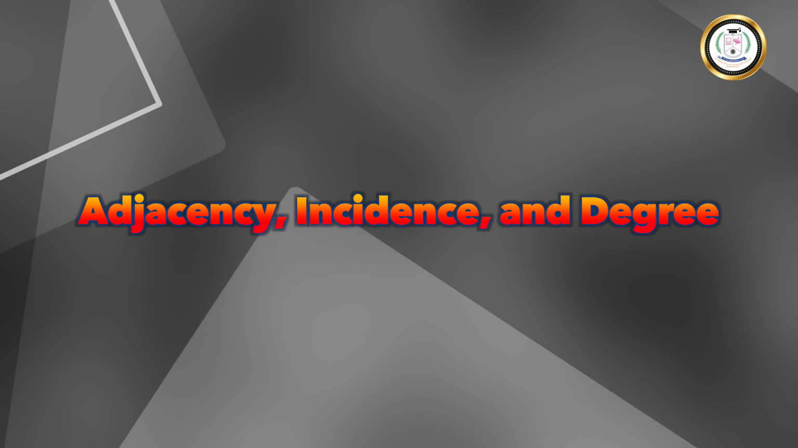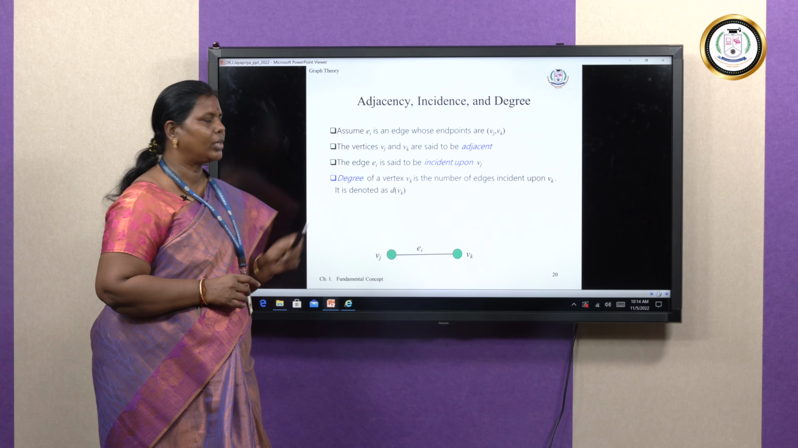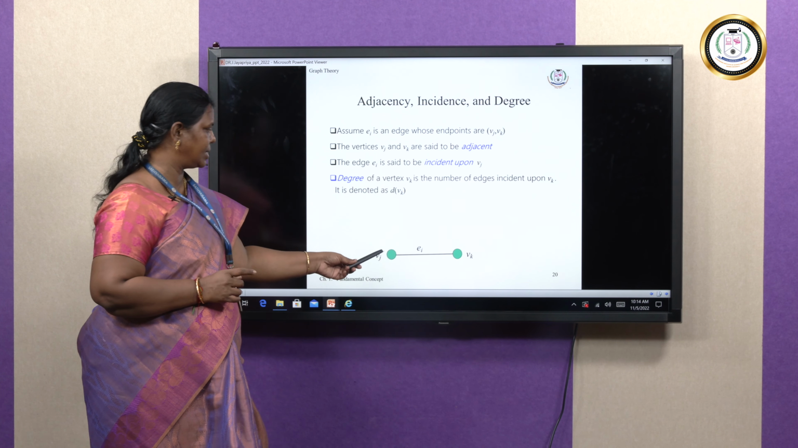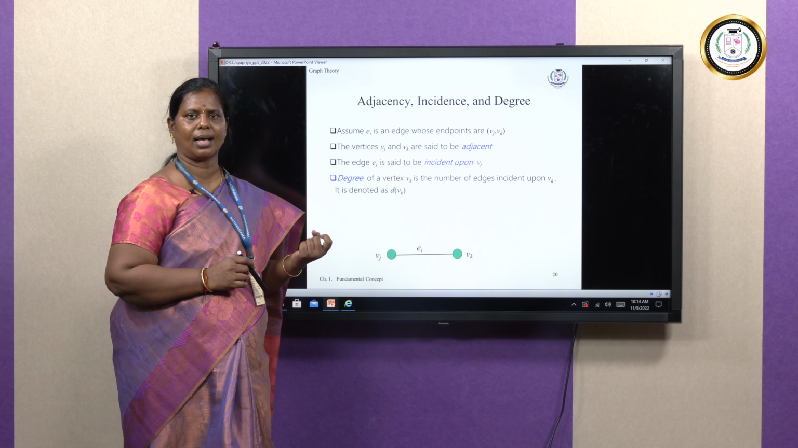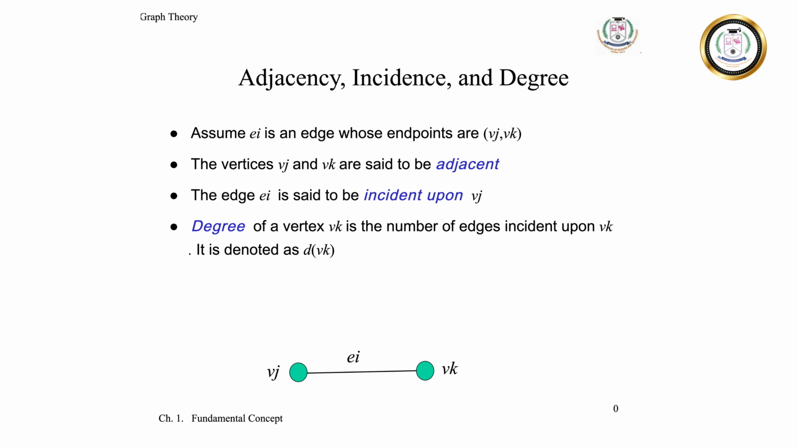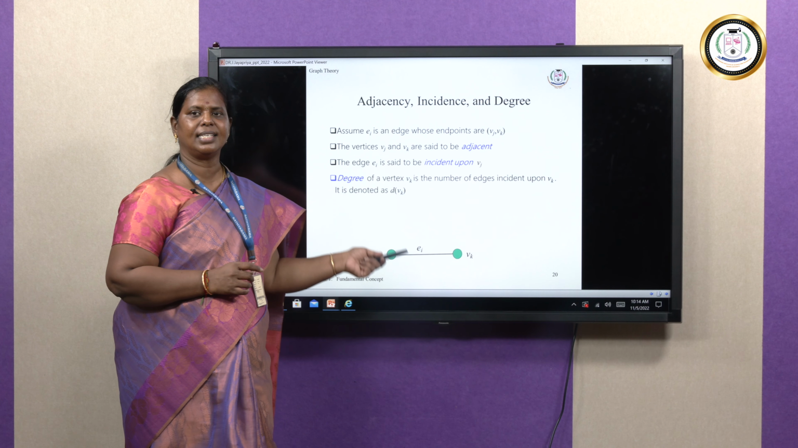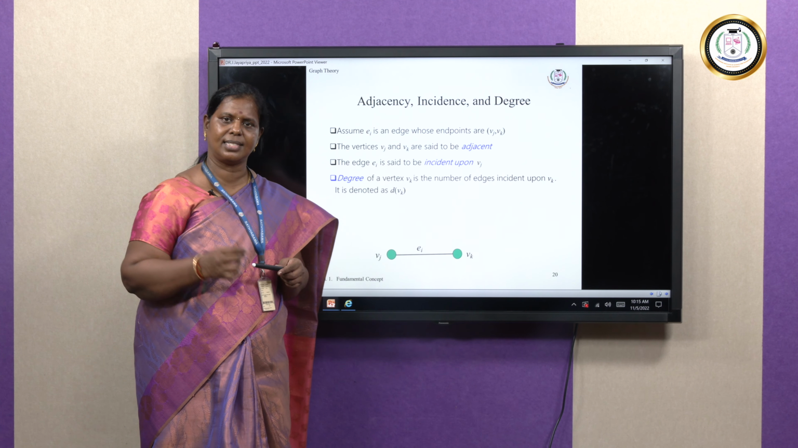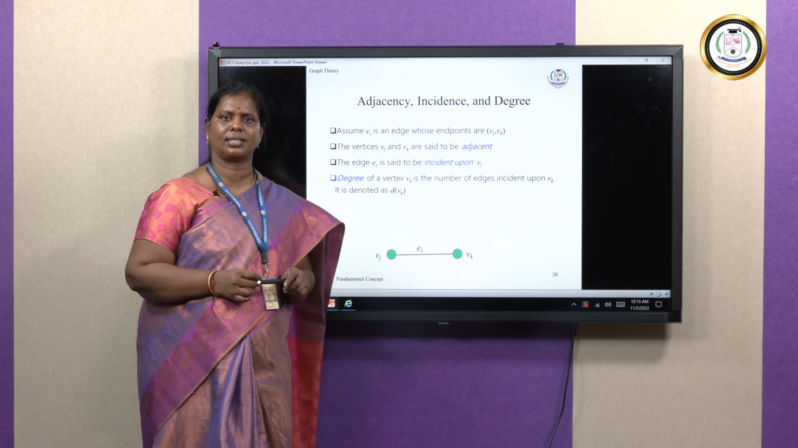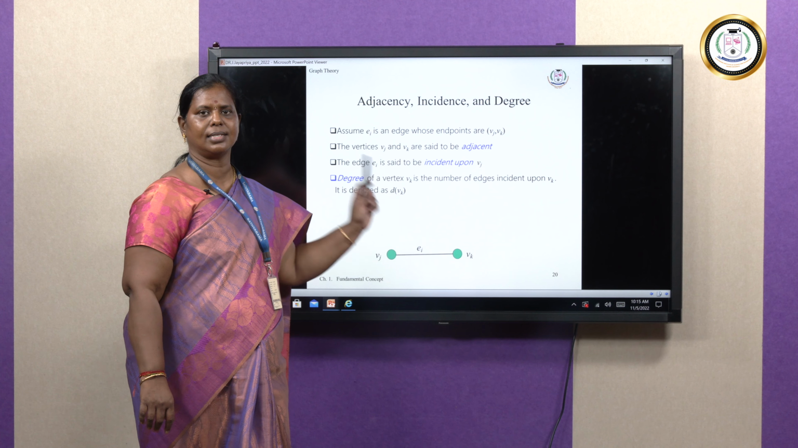Now let us look into the meaning of adjacency, incidency and degree for a given graph. Here, for example, we notice e_i is an edge whose end vertices are Vj and Vk. So, we can say that this e_i is incident with the vertex Vj, and e_i is incident with the vertex Vk. Degree means the number of edges incident with the vertex. So, here this vertex Vj has a degree 1 and similarly Vk has a degree 1.